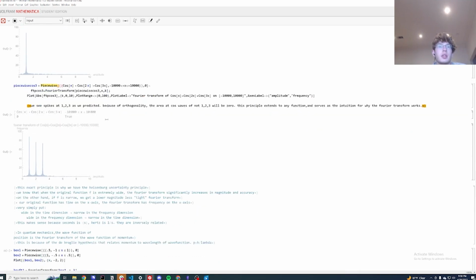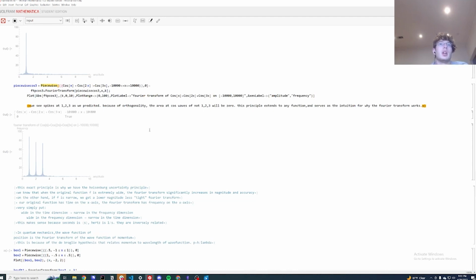If the original function is narrow, we're going to get a lower magnitude, less tight Fourier transform. But if the original function is very wide, we're going to get a pretty good, tight Fourier transform. So very simply put, if you're very wide in the time dimension of your original function, you'll be narrow in the frequency dimension. And if you're wide in the frequency dimension, you're going to be narrow in the time dimension. Intuitively, this makes sense because time is measured in seconds and hertz is in 1/seconds, so these two values are inversely related.